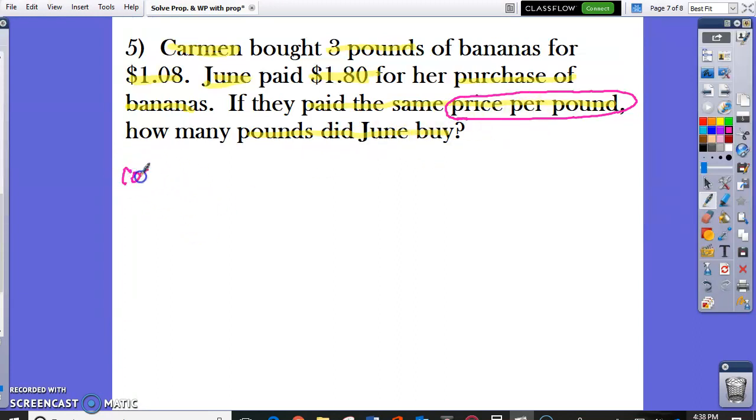So, cost per pound. Okay. Well, we know that June paid how much? June paid $1.80.